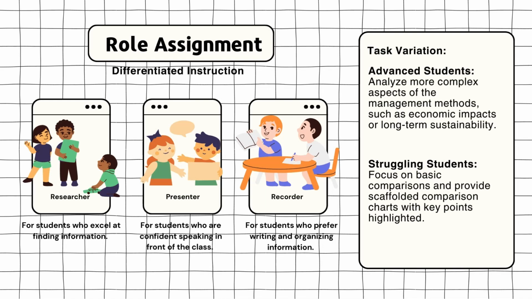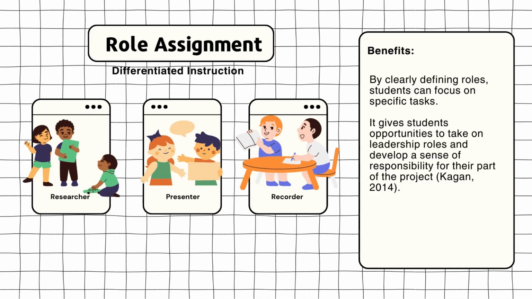For the task variation, advanced students are probably going to analyze more complex questions prepared by myself, like the economic impact or long-term sustainability, and how it is going to be practiced in the future. For the students who are struggling with the current study, they will have more scaffolded information like charts or visual expressions. For the role assignments, as Kagan in 2014 mentioned, by defining roles, students can focus on their tasks better because it gives students better opportunities to know their responsibility in the work.